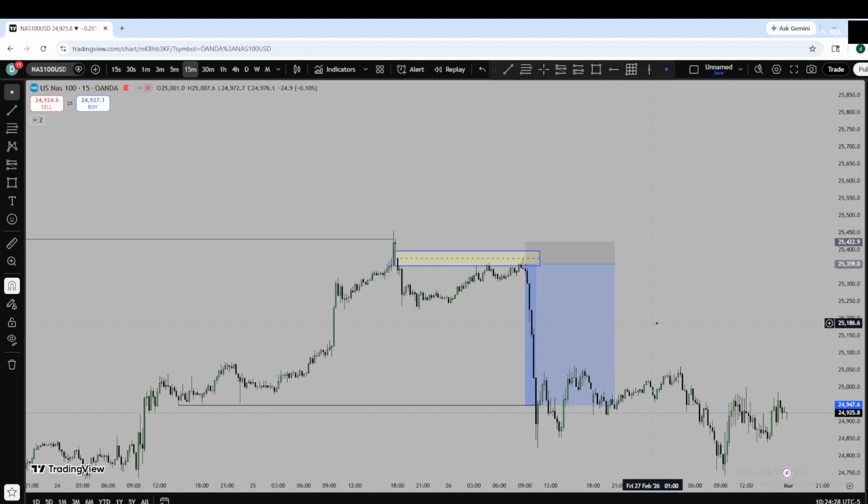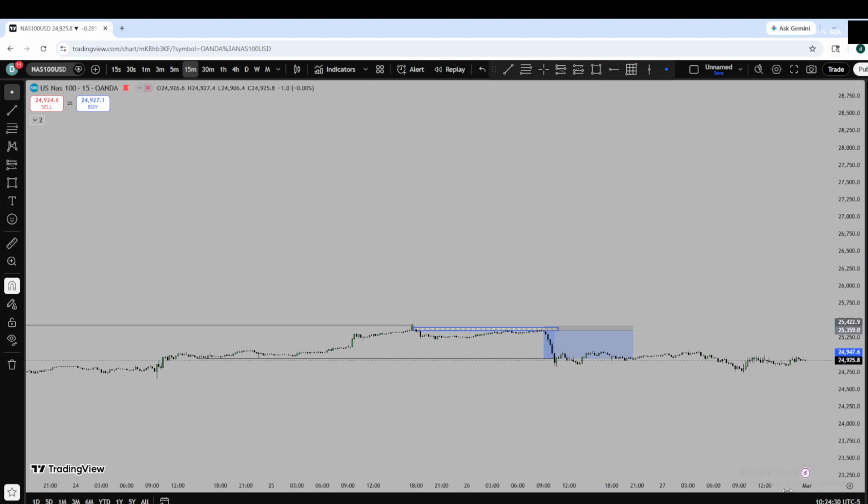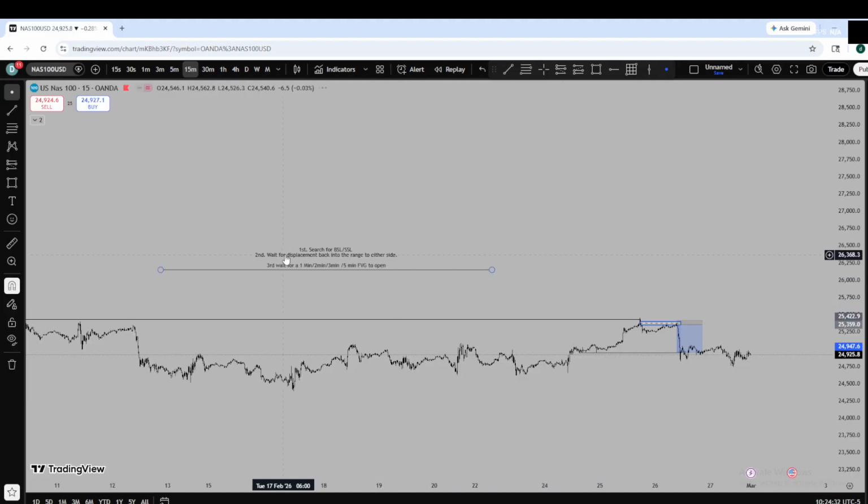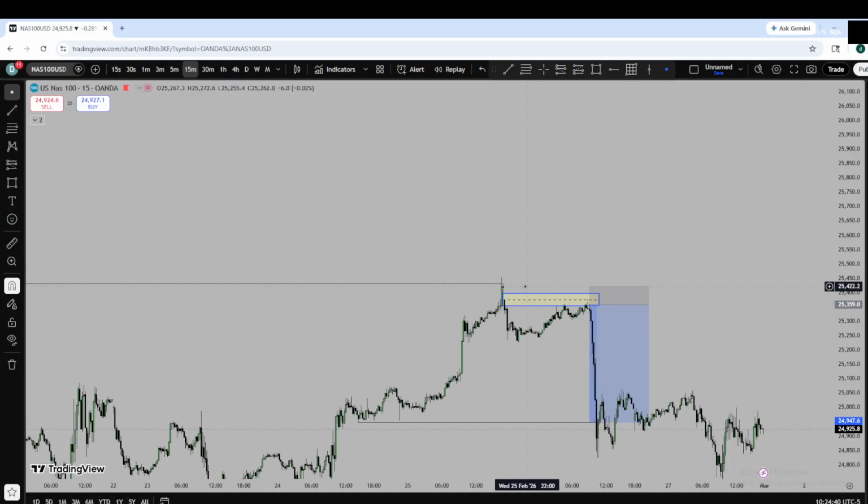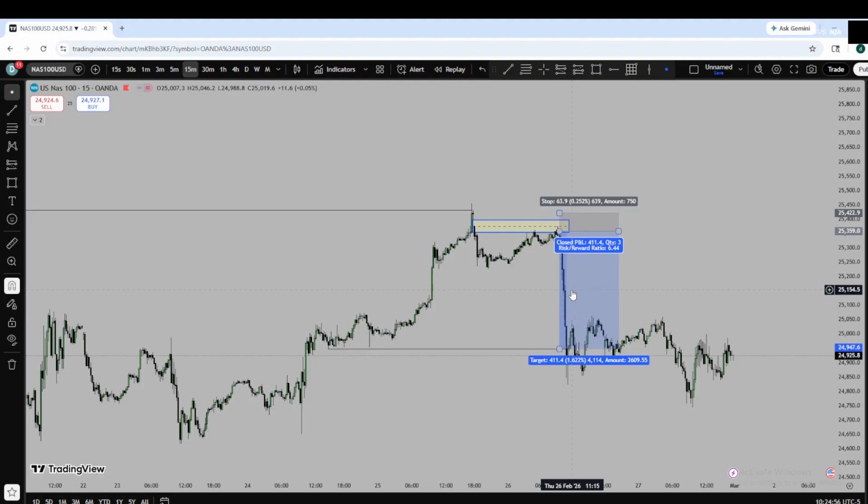Doesn't matter. And what are the rules? Search for buy side liquidity, sell side liquidity. Well, our buy side liquidity was taken. Wait for a displacement move back into the range, right? We displaced back into the range. And then what happened? We wait for that fair value gap to open, which it opened. It gets tapped once, twice, takes out the high inside of it. So that's another internal buy side taken. And what do? When we open?